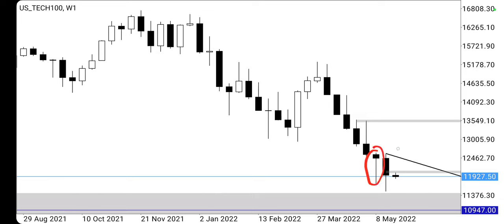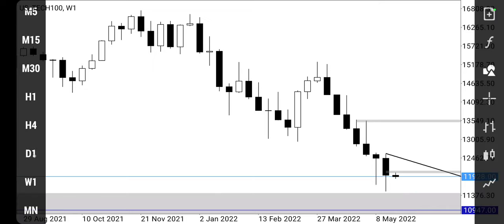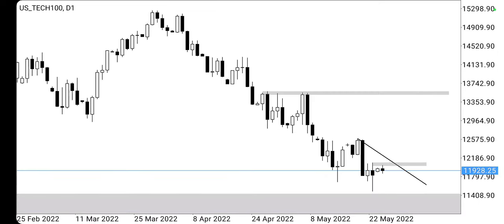We formed this pin bar last week. We were hoping it would give us something and at least come here, but it failed to protect it, and then they broke to the downside. So on weekly, they are still very much convincing us that they can come to our biggest area of interest. Then let's check daily.